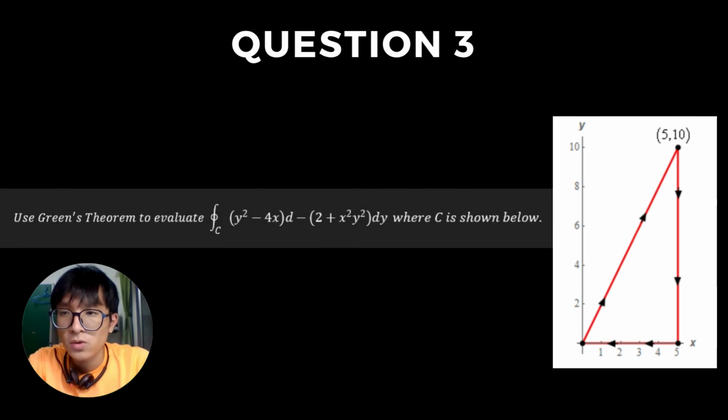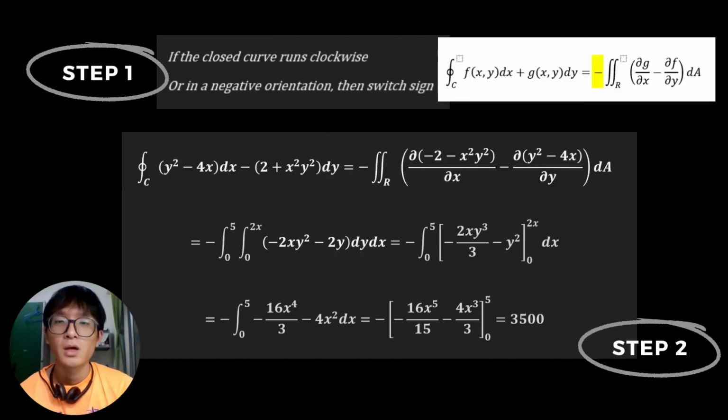In this question, we are required to use Green's theorem to evaluate the integral, where C is shown below. Take note that for this graph, the direction of the path is clockwise. Therefore, we have to change the sign in Green's theorem. As I mentioned earlier, if the closed curve runs clockwise, or in the negative orientation, then we should switch the sign. As you can see, in the integral equation inside the white box, I've highlighted the sign, which means that I've changed the sign.